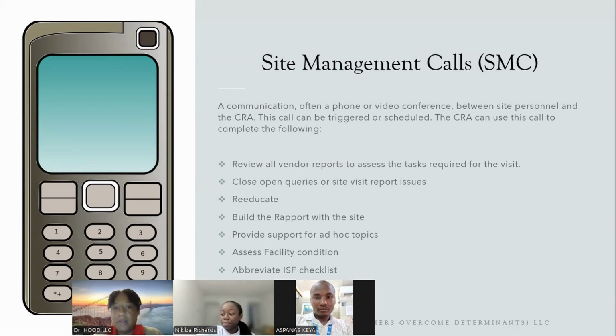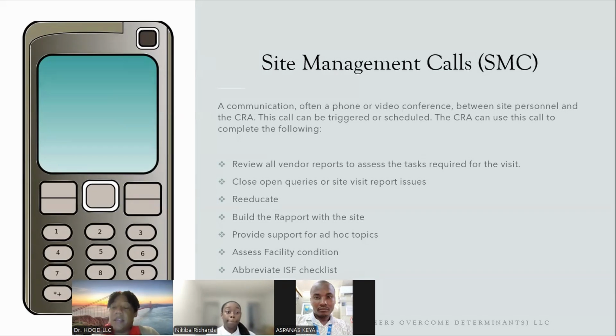So a site management call is a communication, often by phone or video conference, between the site personnel and the CRA. This call can be triggered, meaning the protocol or your monitoring plan says you have up to 6 weeks, but if you don't complete that visit within 30 days, then we want you to do a phone call. Some can be triggered based on a lot of issues happening at the site. You need to do a site management call to get those things under control. And sometimes you want to just do a site management call to close out queries or issues.